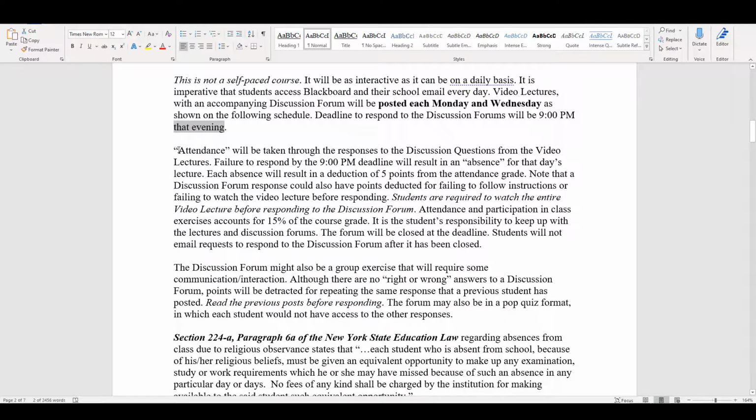So attendance will be taken through the responding to the discussion forums after the video lectures. If you do not respond to the discussion forum by the 9 p.m. deadline, you'll be counted absent for that day's lecture. Each absence will result in a deduction of 5 points from your attendance grade. So for example, if you miss 3 discussion forums, that would be 15 points off your basic attendance grade.